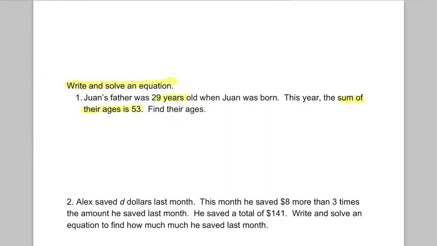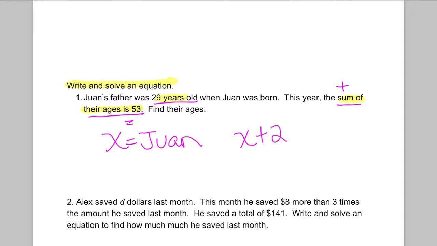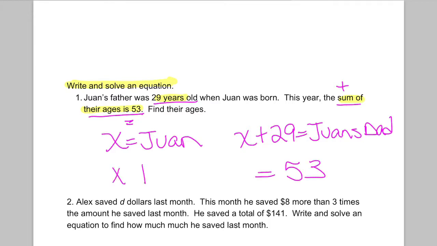Okay, now we're going to write and solve an equation. Juan's father was 29 years old when Juan was born. This year, the sum of their ages is 53. So is equal. Sum means add, so let's add it up. So we have to identify some variables. Let's call x Juan. Juan's dad was 29 years old when Juan was born, so x plus 29 equals Juan's dad. So then the sum of their ages equals 53, so we have x plus 29 equals 53.